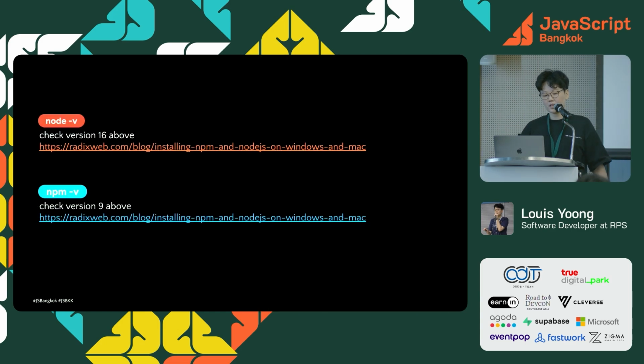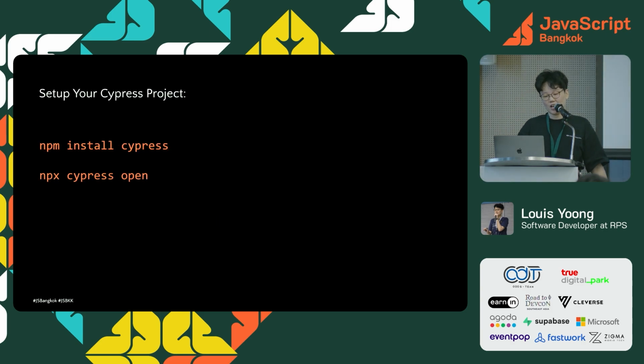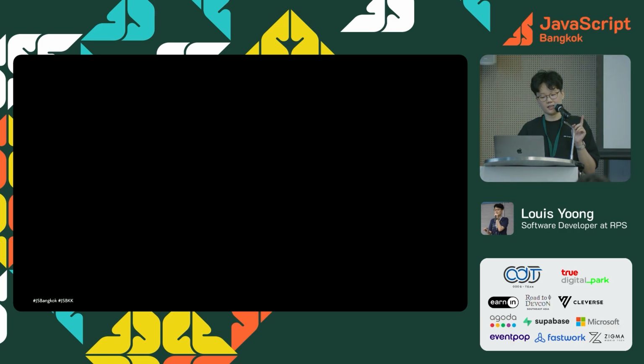Okay. So before you install, make sure your Node version is 16 or above and your NPM version is 9 or above. Okay, this is the basic requirement. After that, you just run these two commands: npm install cypress in your existing project, and npx cypress open. So these two commands are something like that.